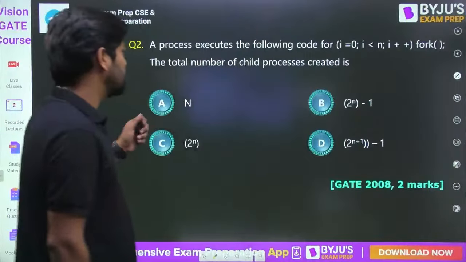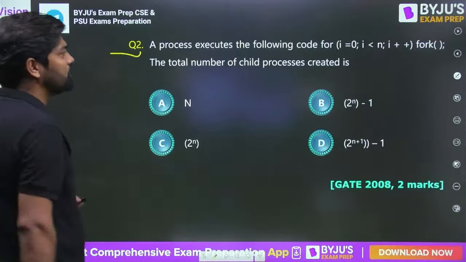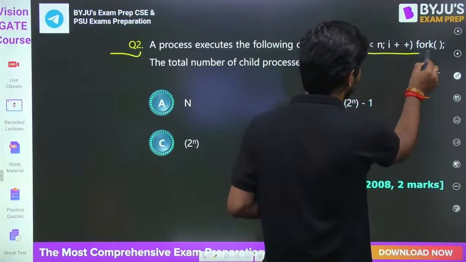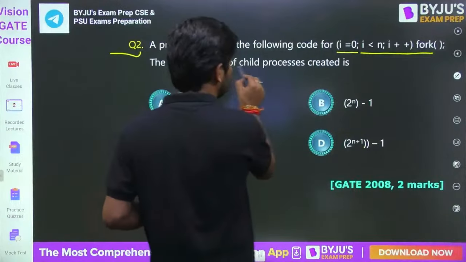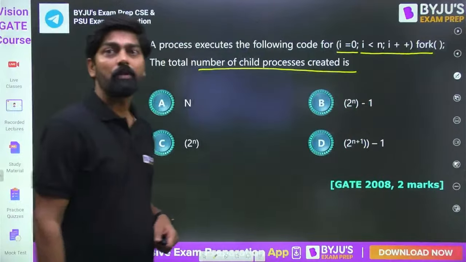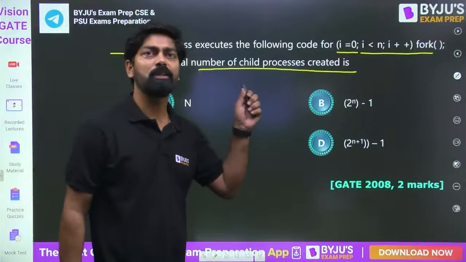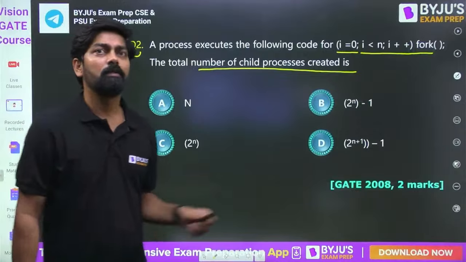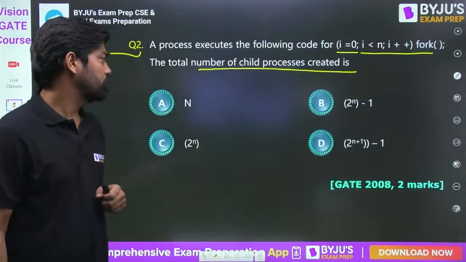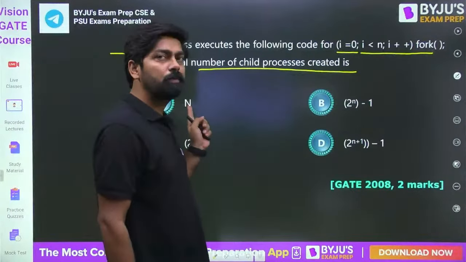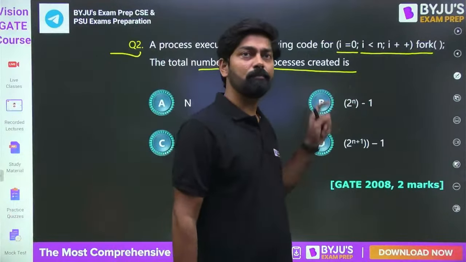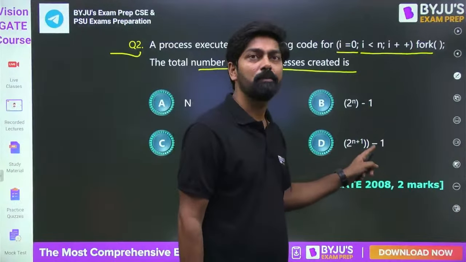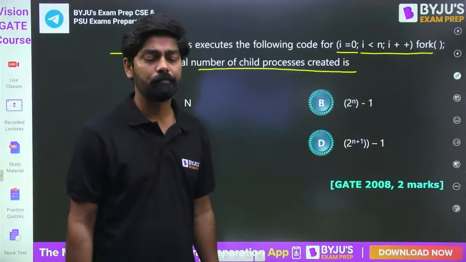Okay, now see this question. Question number 2: a process executes the following code, for i equal to 0, i less than n, i plus plus, fork. The total number of child processes created is. We have option A, n, option B, 2 to the power n minus 1, option C, 2 to the power n, and option D, 2 to the power n plus 1 minus 1. See clearly.